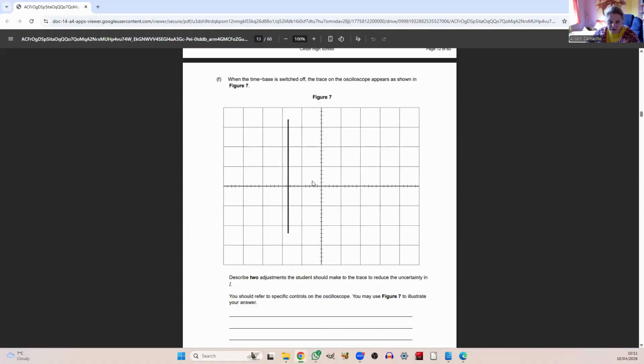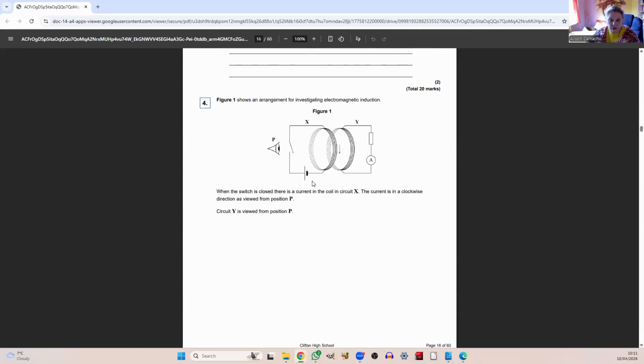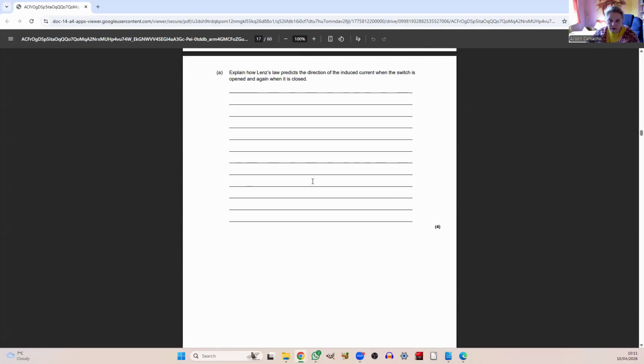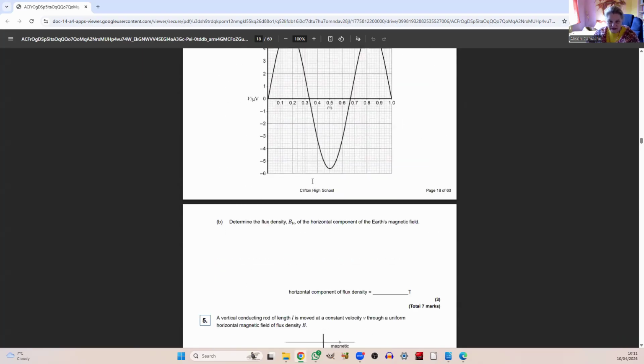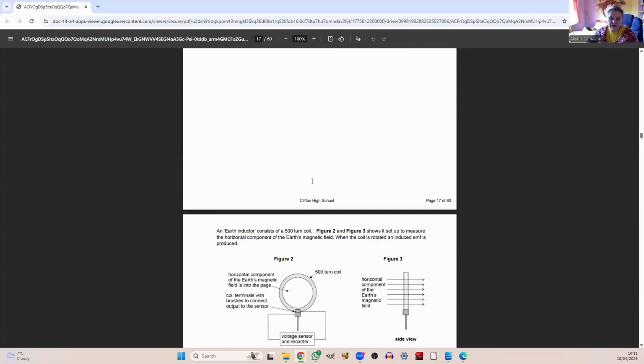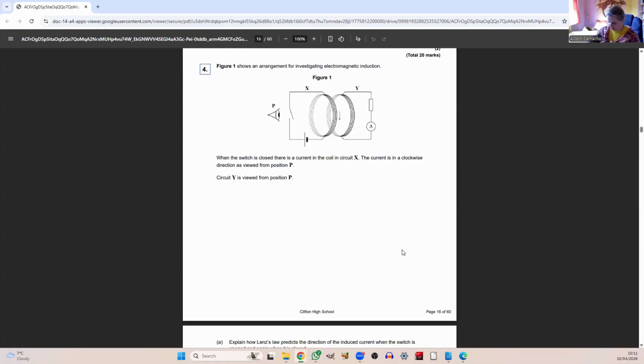That's a very long question, this one. Let's start with a more straightforward one. Explain Lenz's law, you see. It's not nice. Okay, let's do this one because it will introduce hopefully all the things that we need introduced.